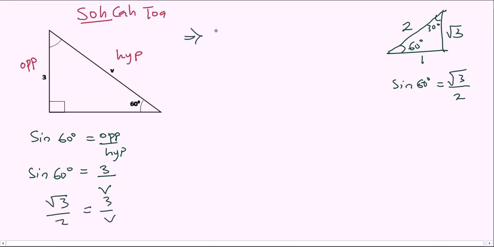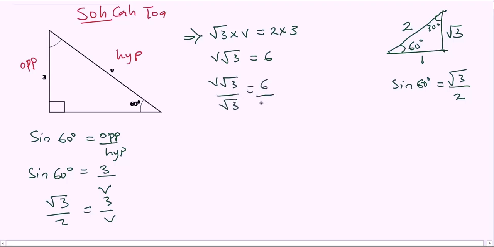Continue from this point, you can now cross multiply. So we'll have that root 3 multiplied by v is equal to 2 multiplied by 3. So this is what? V root 3 is equal to 6. Let's divide both sides by root 3, because that's the coefficient of the variable v. So v root 3 over root 3 is equal to 6 over root 3. So that we'll have v is equal to, the root 3 is cancelled out, 6 over root 3, right?